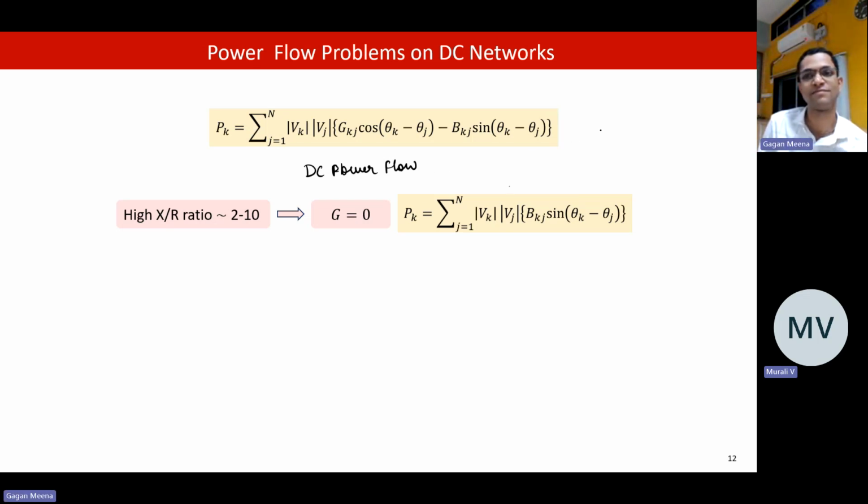Why is it still called DC power flow? Because it is like this. If we make the sine approximation for the angular difference, the power flow is simply proportional to the angle difference divided by x.